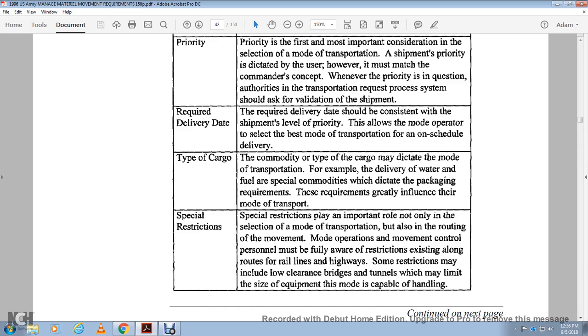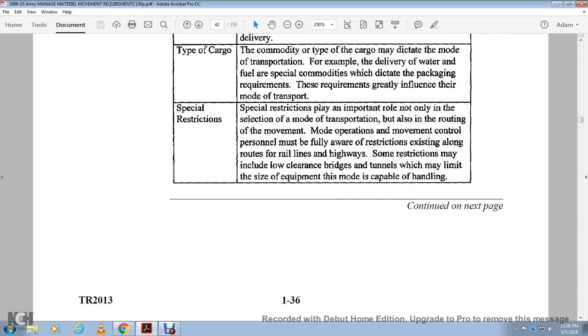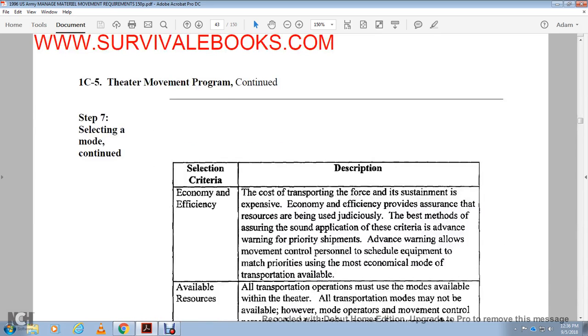Mode of transport, special restrictions play an important role not only in the selection of the mode of transportation, but often in the routing of the movement. The mode operation and movement control personnel must be aware of the restrictions existing along the routes of the railway and highway. Some of the restrictions include low clearance bridges and tunnels, which may limit some of the equipment, the mode, and capability of handling.